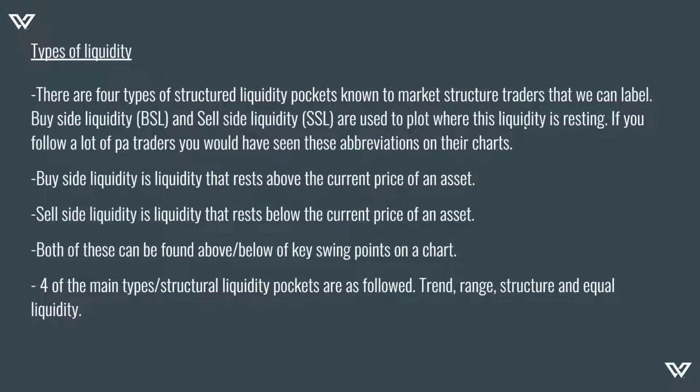Like I just said, there are four types of structured liquidity pockets known to market structure traders that we can label. They are highlighted by, as I talked of in part 1, buy side liquidity and sell side liquidity. They're used to plot where the liquidity is resting. If you follow a lot of PA traders on Twitter or Discord or whatever, you see that they have BSL and SSL on their charts. This is the meaning behind them: where the sell side liquidity may be resting, where the buy side liquidity is resting.